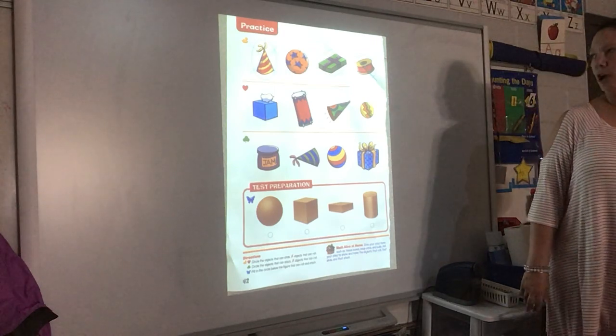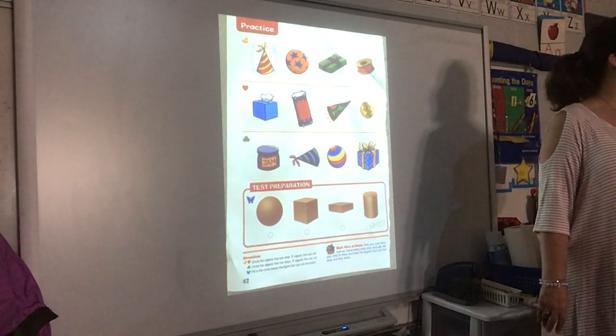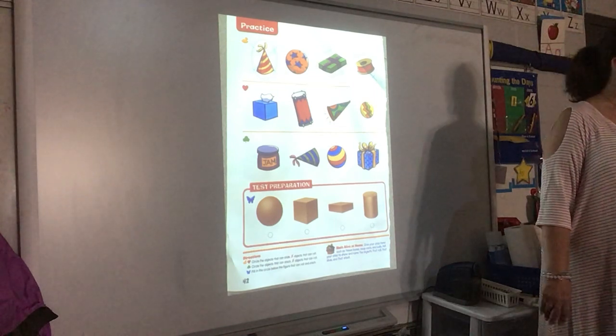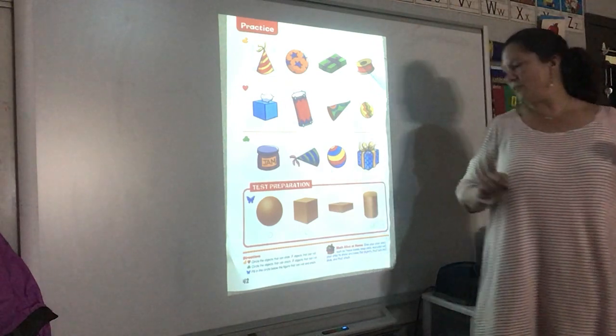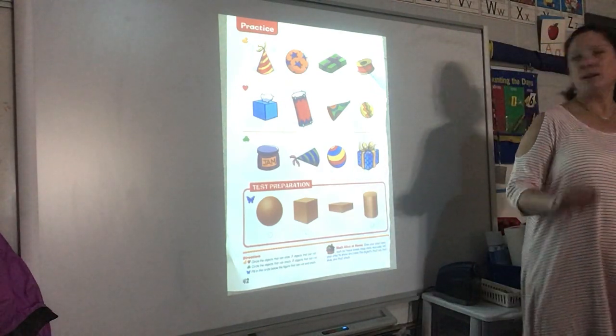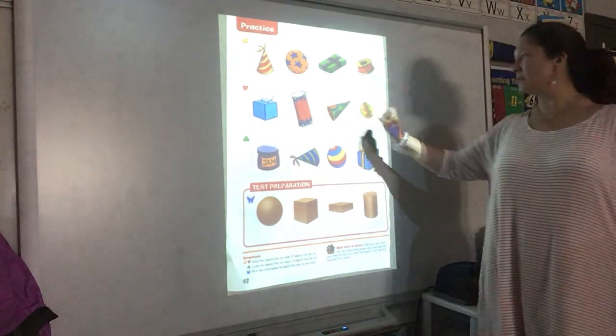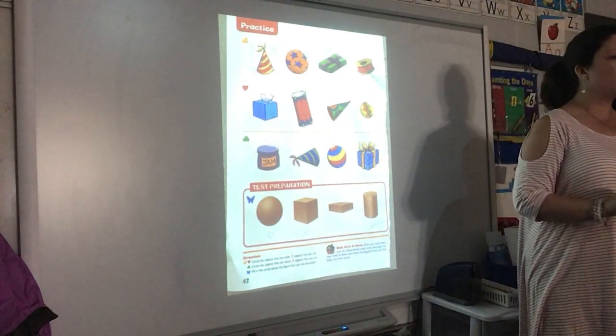There we go. On the row with a heart. Is everybody ready for the row? Touch your nose if you're ready for the row with a heart. Don't talk. Just touch your nose. Good. The row with the heart. If it can slide, I want you to circle it. Look at all of those shapes. If it can slide, I want you to circle it.